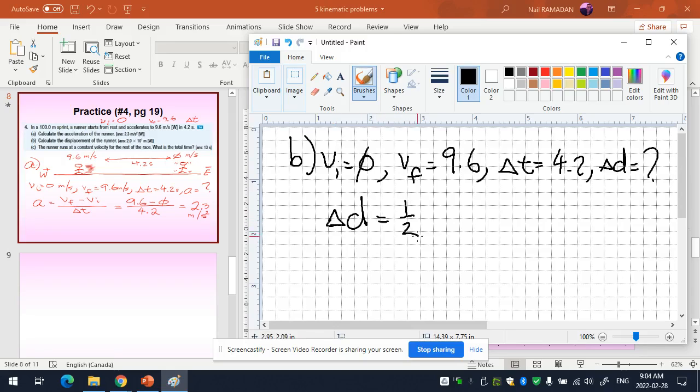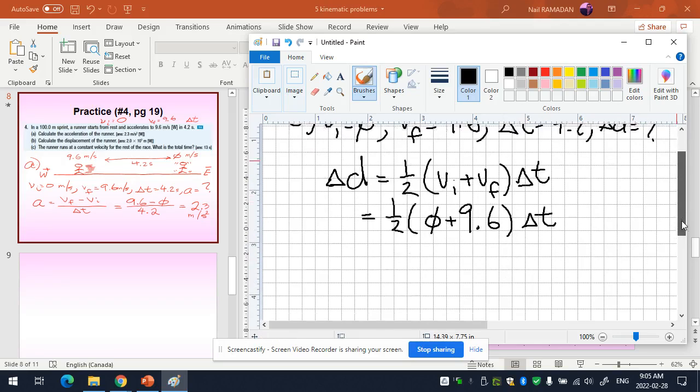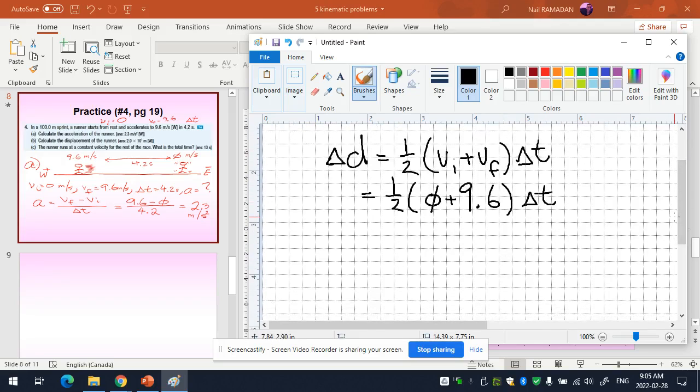delta D equals 1/2 (VI plus VF) delta T. Again, are we going to have to solve or just plug in? Yeah, because I have VI, I have VF, I have delta T. All right. So equals 1/2. Good news about VI is it's just a 0. This is 9.6 times delta T. How would you clean that up?